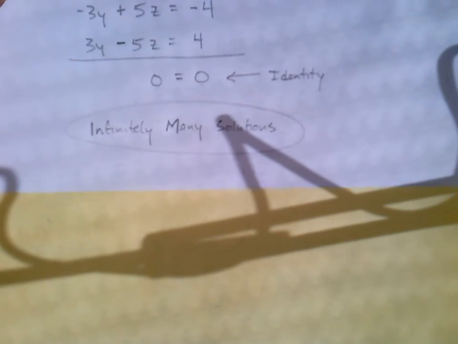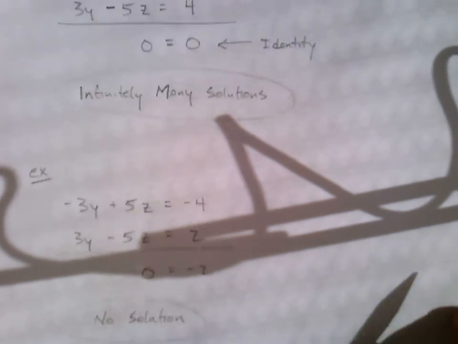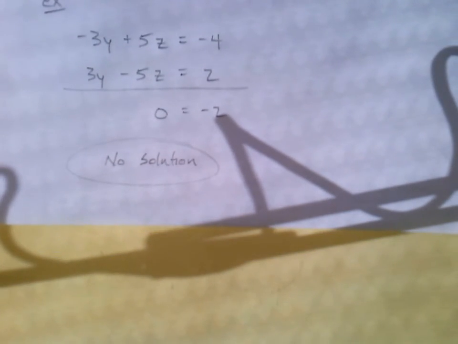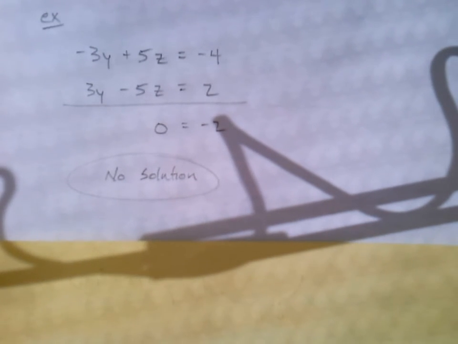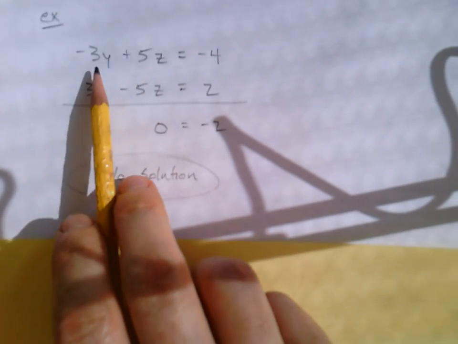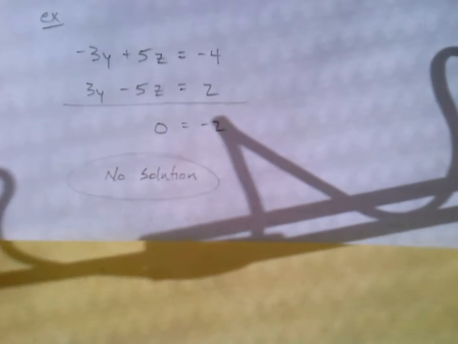Done. Infinitely many solutions. Let me show you a similar case when there's no solution, because those are kind of the two extremes. So just for example, let me just present this. I'll show you all of it. What if we were kind of going by the same logic and the problem was unfolding, and we ended up with negative 3y plus 5z equals negative 4, just like we did a moment ago.